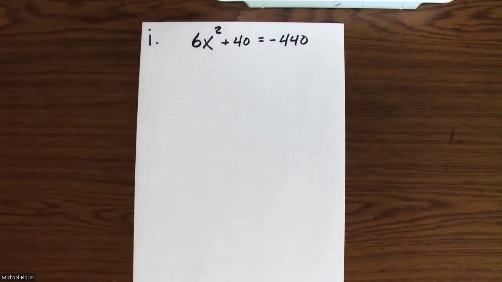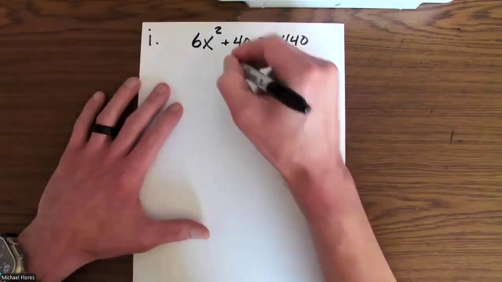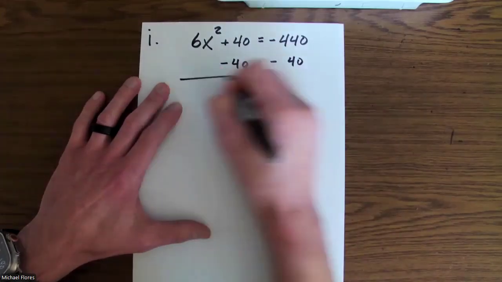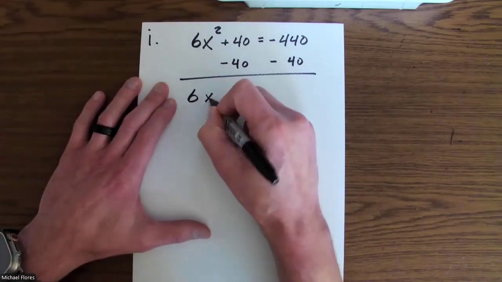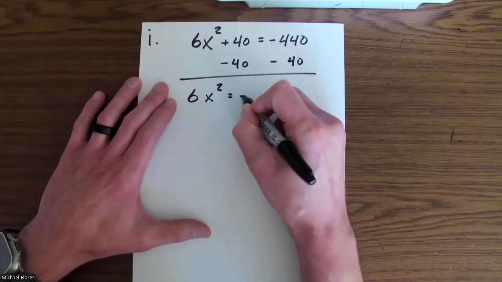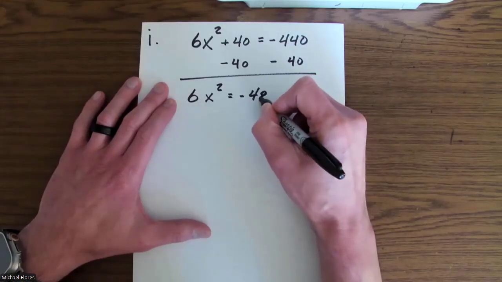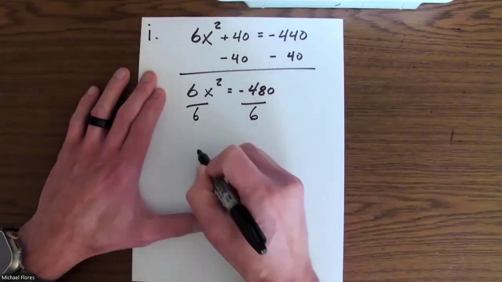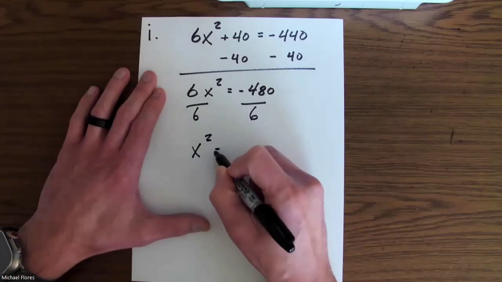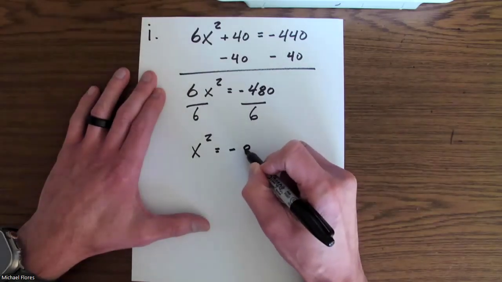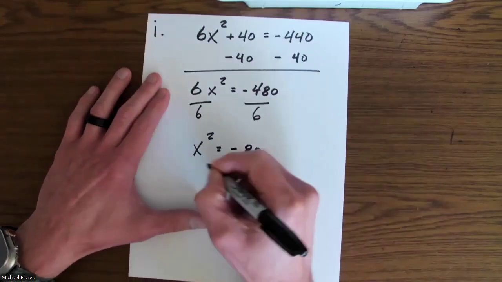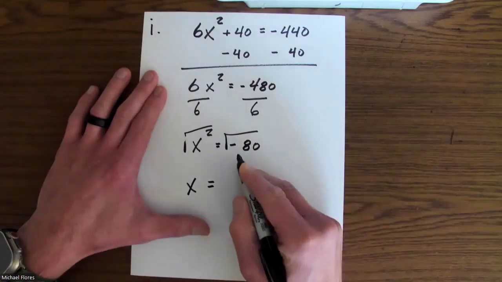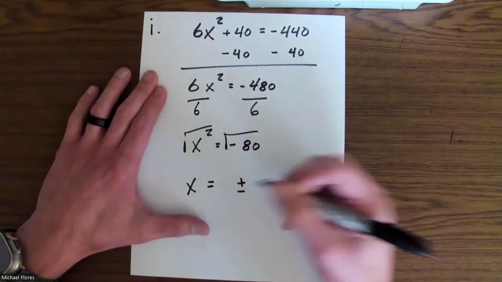Example I. If we're using the square root method, the goal is to get x by itself. So let's subtract 40 from both sides first. Now let's divide both sides by 6. And now we're going to square root both sides of the equation. I just took the square root, so let me write plus or minus.